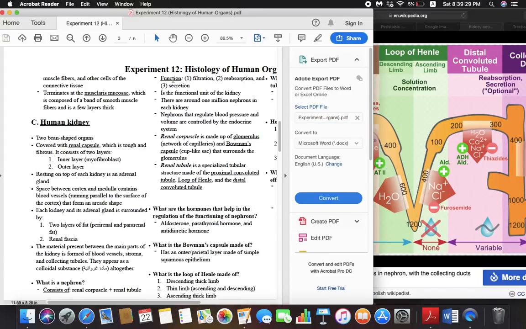So what are the functions of the nephron? Filtration, reabsorption, and secretion. As we said, the nephron is the functional unit of the kidney. We need to know that there are around 1 million nephrons in each kidney.